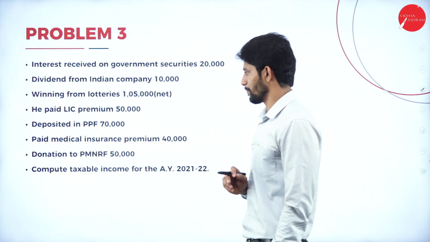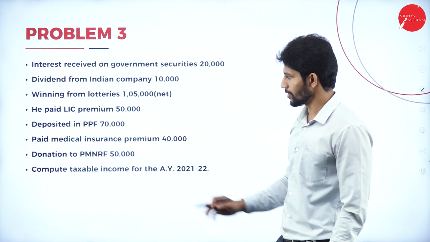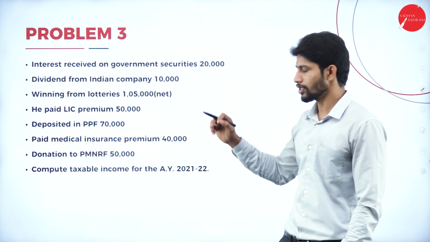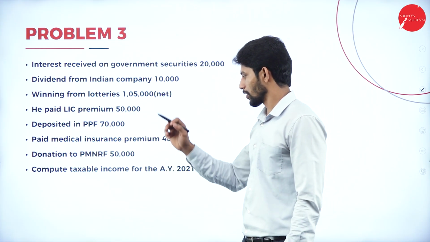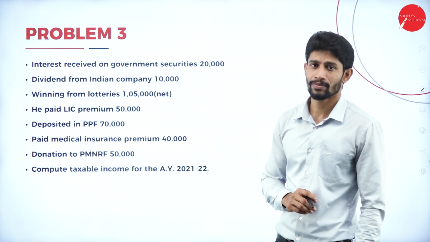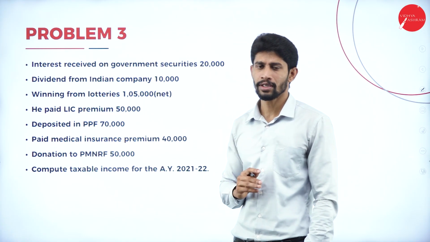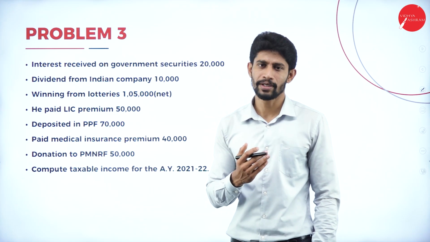He paid LIC premium 50,000, deposited in PPF 70,000, paid medical insurance premium rupees 40,000, donation to PMNRF rupees 50,000. Next, compute taxable income for the assessment year 2021-22. So by using this information, we are supposed to find out the taxable income and the tax liability also.